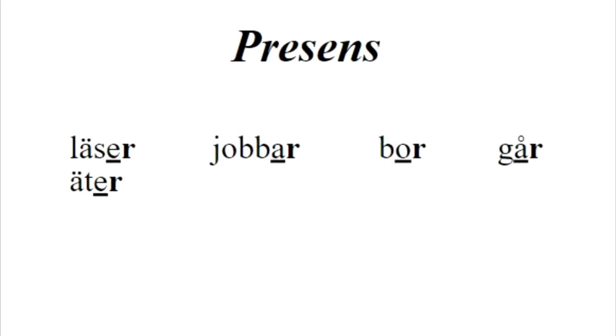If, on the other hand, a verb has a vowel other than e in front of r in the present tense, such as bor, it means that the root of that verb ends with that vowel. So you take away r, and what you're left with is the root of the verb. For example, the root of the verb jobbar is jobba. The root of the verb bor is bo, and the root of the verb går is gå.